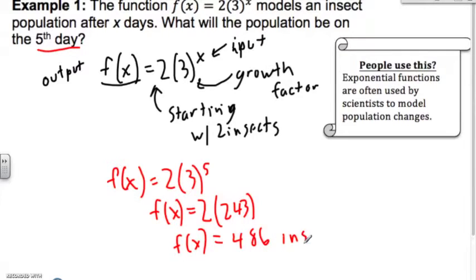we are going to have 486 insects. Now, of course, you could have plugged that all in from the beginning in your calculator, but if you're doing it and breaking it down step by step, you could do it like this. Otherwise, you can just plug all that into your calculator at once. Just be careful putting in your exponent, and you will get 486 insects either way.